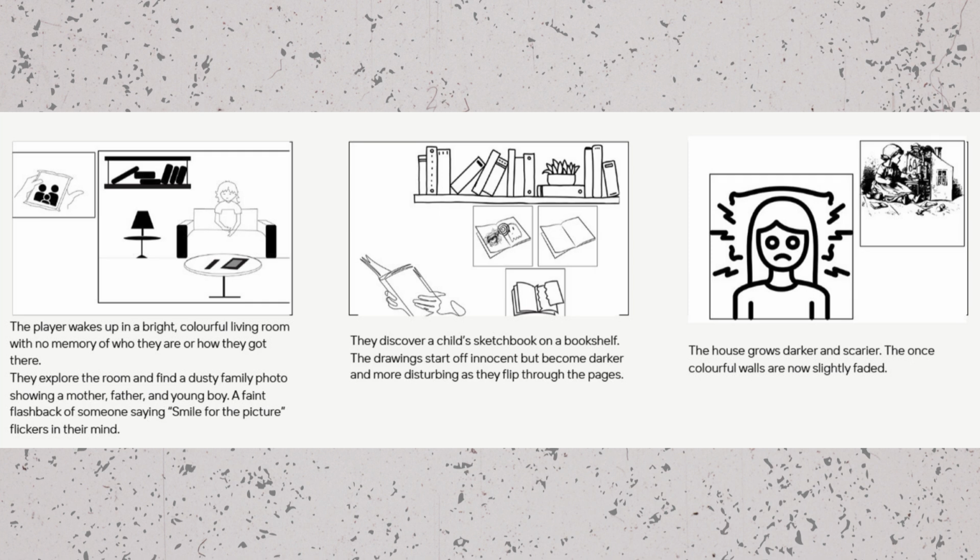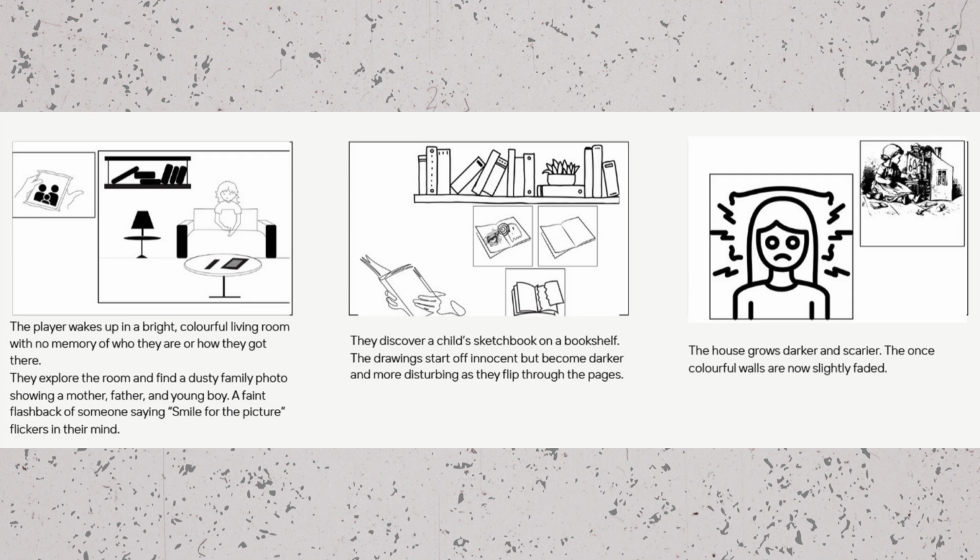The story begins with the main character waking up in a bright, colorful living room, not knowing who they are or how they got there. While exploring, they find a dusty photo of a happy family, a mother, father, and a young boy, which feels strangely familiar. As they keep searching, they discover a child's sketchbook that starts with innocent drawings but becomes much darker and more disturbing with each page.